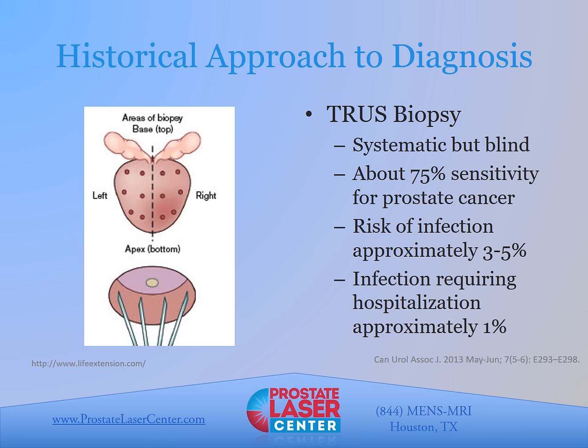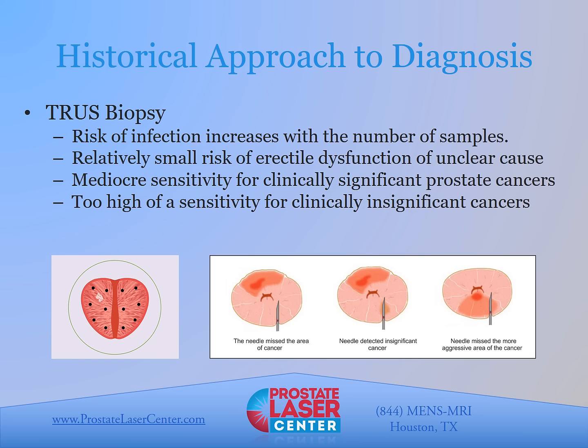Well, this has implications in terms of sensitivity, where there's only about a 75% sensitivity for clinically significant prostate cancer with a truss biopsy. And because the biopsy is performed 12 times in different areas, that's a lot of punctures. This then results in a relatively high risk of infection, with about 1% of patients ending up in the hospital with urosepsis. Some of the issues with a truss biopsy is that there is a significant risk of infection, which increases with the number of samples taken. There's also a relatively small risk of erectile dysfunction. It may be of unclear cause. I suspect that it may have to do with the needle being passed right next to the neurovascular bundle.